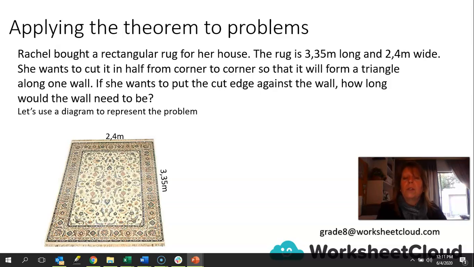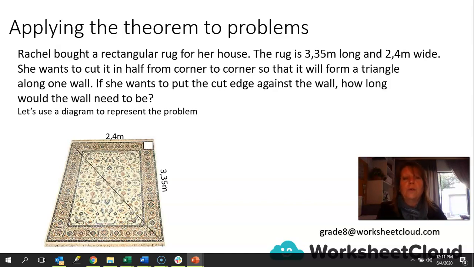So now Rachel is going to cut that rug diagonally from corner to corner because she wants it to be in a triangle for whatever reason. Okay, so we're going to draw in the cut where she's going to cut. And we don't know that length. So she wants us to work out that length so she knows which wall she can put it against.